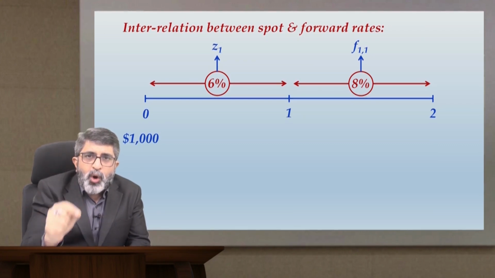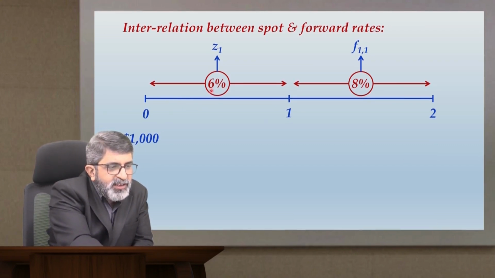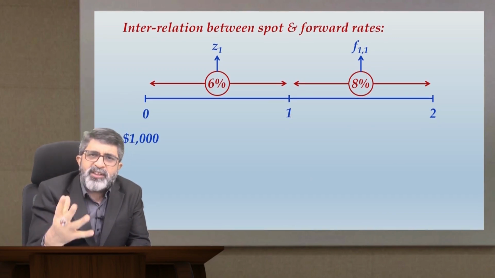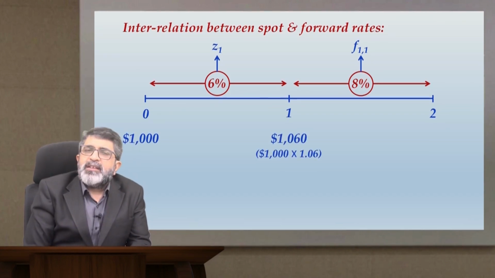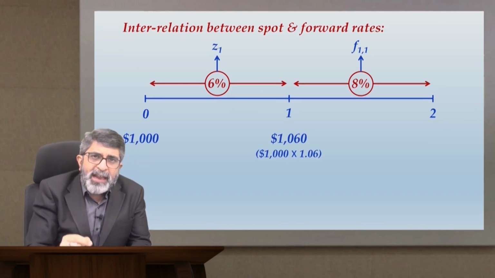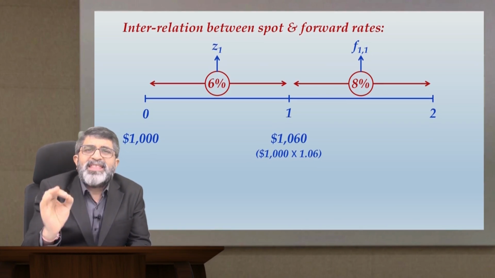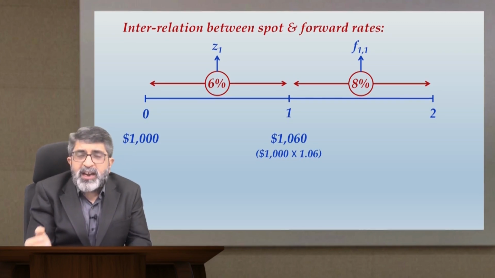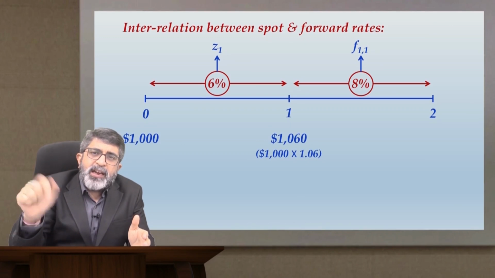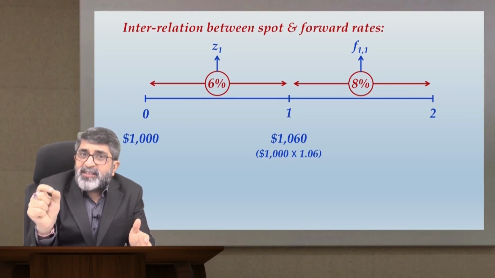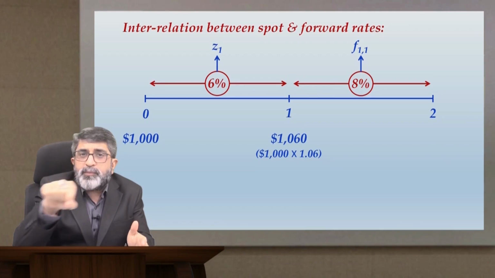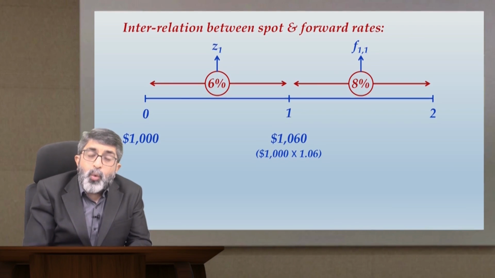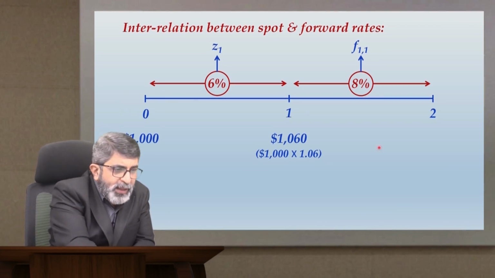Now let us assume that the initial amount of loan is say $1,000. If this loan is borrowed now at 6% for 1 year, what will be the maturity value after 1 year? Without even using your calculator, you can say that the maturity value after 1 year will be 1,060. How do we get that 1,060? It is the $1,000 that you have borrowed initially into 1 plus I, where I is the spot rate applicable for the first year, that is from 0 to 1 year.